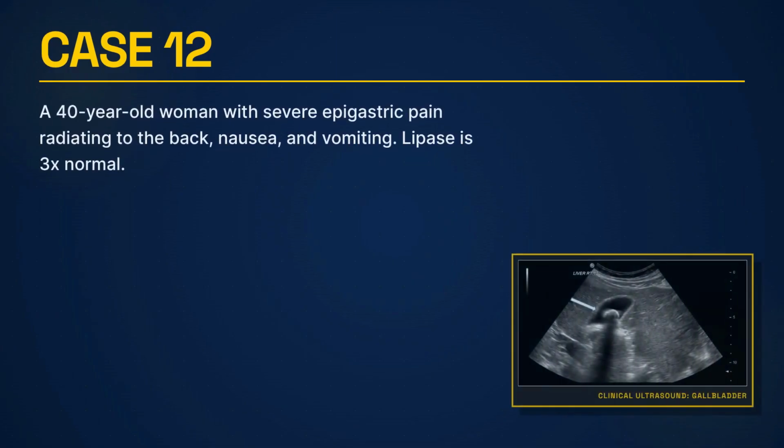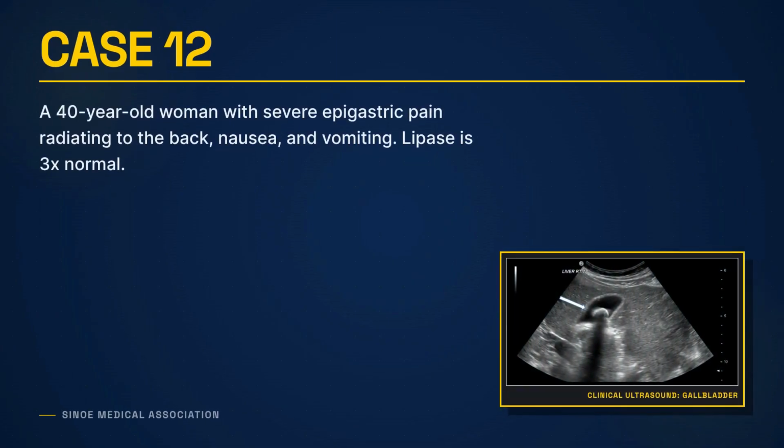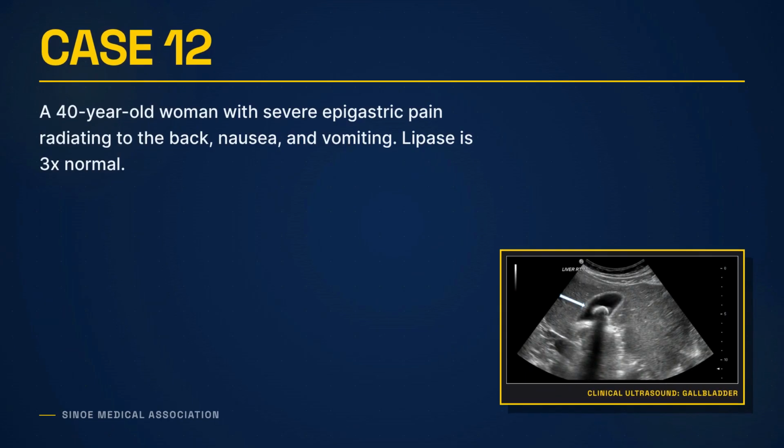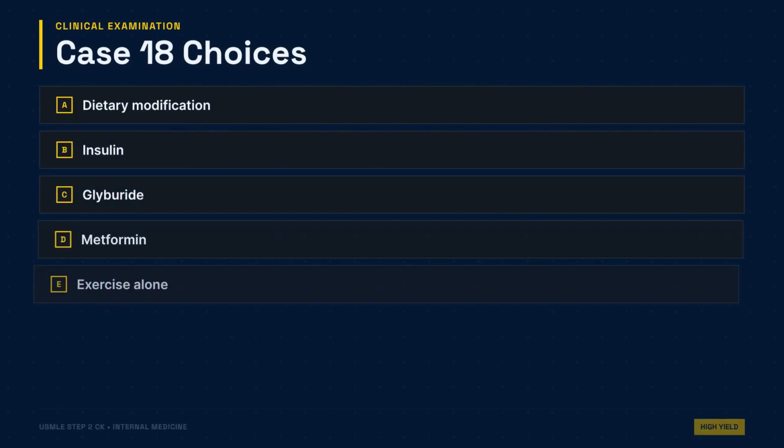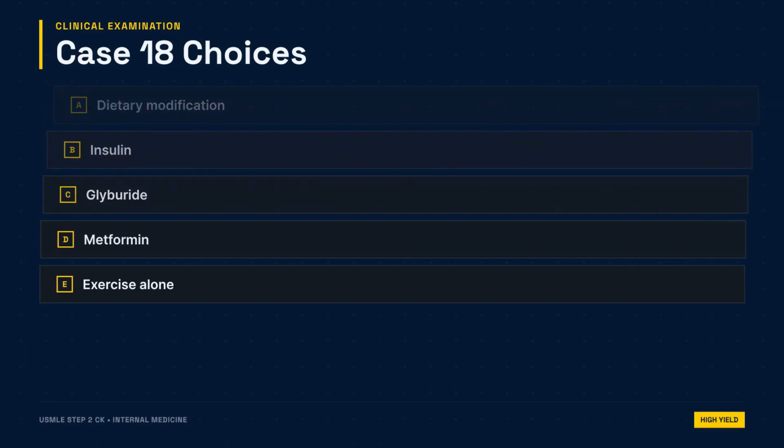Case 18. A 32-year-old woman at 26 weeks gestation undergoes a 1-hour 50-gram glucose challenge test. Her plasma glucose is 160. What is the most appropriate next step to confirm the diagnosis of gestational diabetes? A. Perform a 3-hour 100-gram oral glucose tolerance test. B. Measure hemoglobin A1c. C. Measure fasting plasma glucose. D. Repeat the 1-hour challenge test in 1 week. Or E. Start subcutaneous insulin. Pause and select.